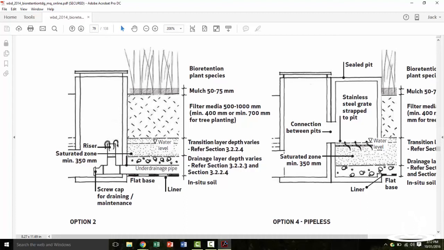So we make the transition layer that's coarse sand, doesn't have any phosphorus in it, we make it thicker so that the water level sits within the transition layer and within the gravel, like so. And that way, we don't risk the phosphorus leaching. Now I can hear you thinking, well, why did you make the transition layer so thick? Why not just make the gravel really thick, have a really thin transition layer, and then filter media?